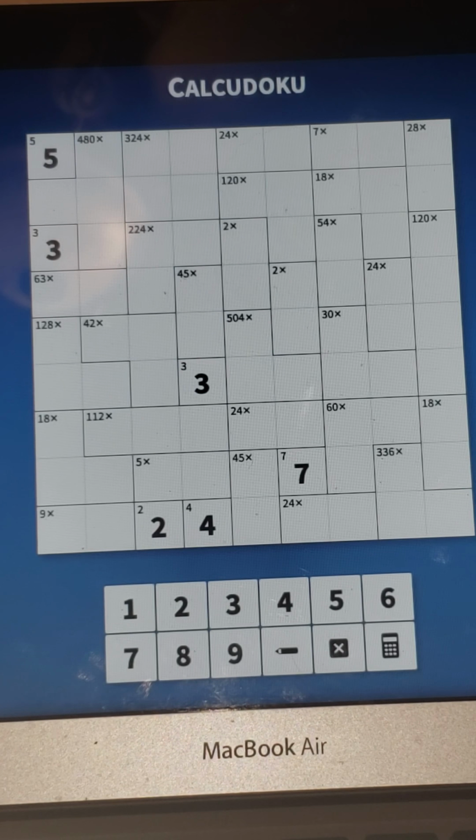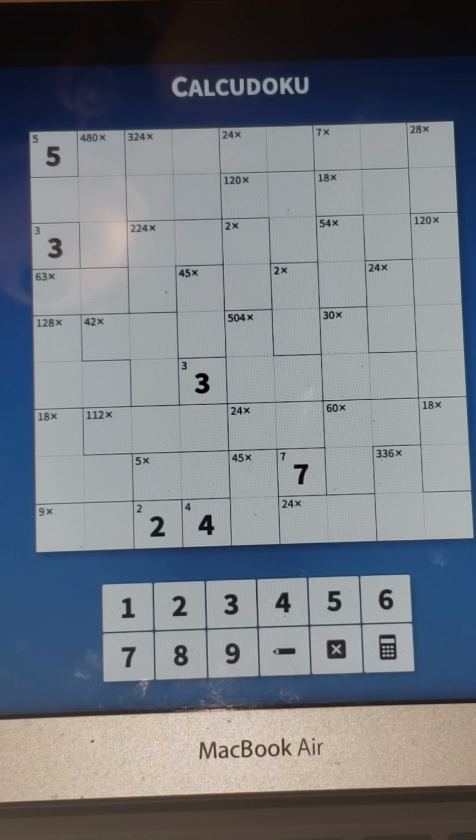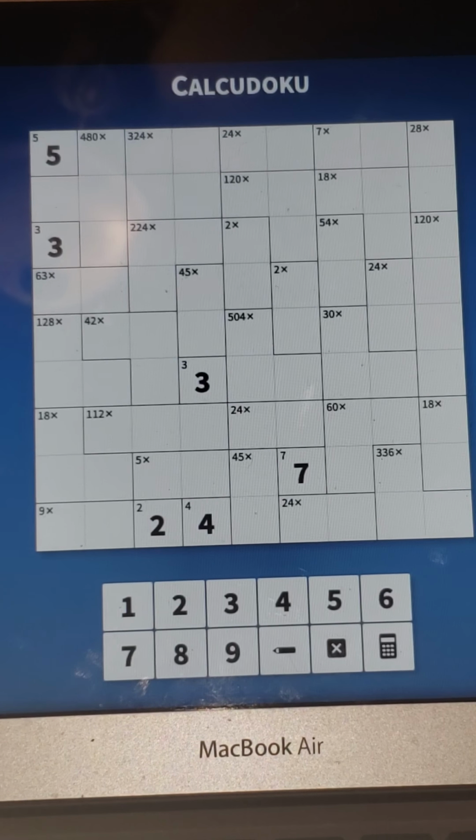Alright guys, welcome to another video, and today I'm going to show you how to solve a 9x9 calcudoku puzzle. Without wasting any more time, let's get started.